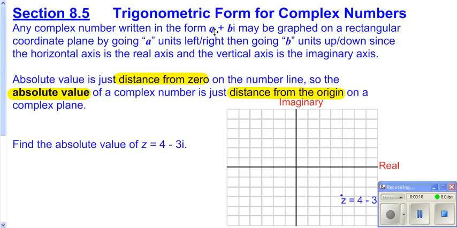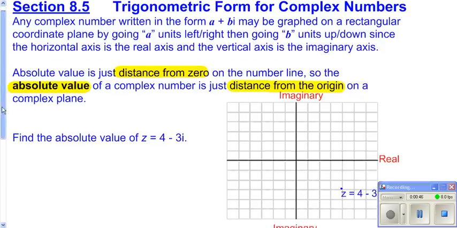Now, a complex number is any number that's written in the form of a plus bi, where a is the real part that tells you how far to go left and right on your axes, and b is the imaginary number, which tells you how far to go up and down on your axes. Just like with normal numbers, absolute value is distance from 0 on your number line, while with complex numbers, your absolute value is distance from the origin on your complex plane.